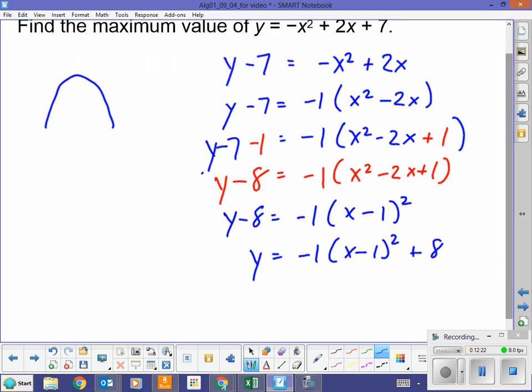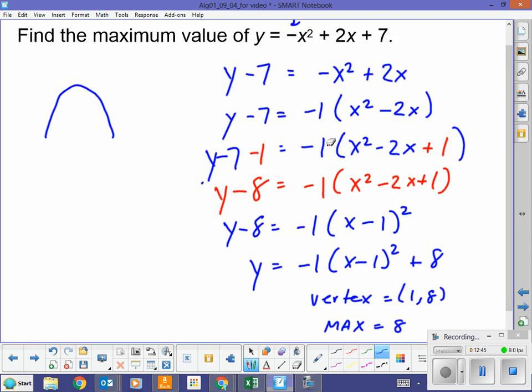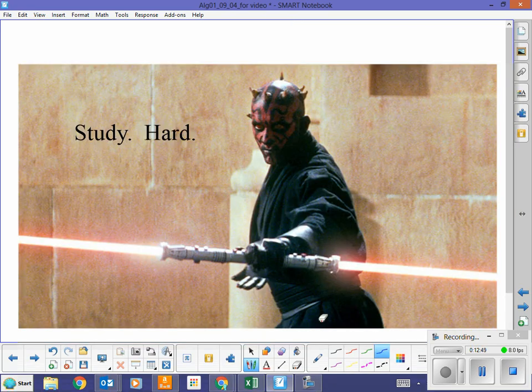And so we can see that my vertex here is at (1, 8). So my max value is 8. I went ahead and did the whole thing because it's a little bit different. So I'm going to make sure we talk about that, have that on the video, and that's it.